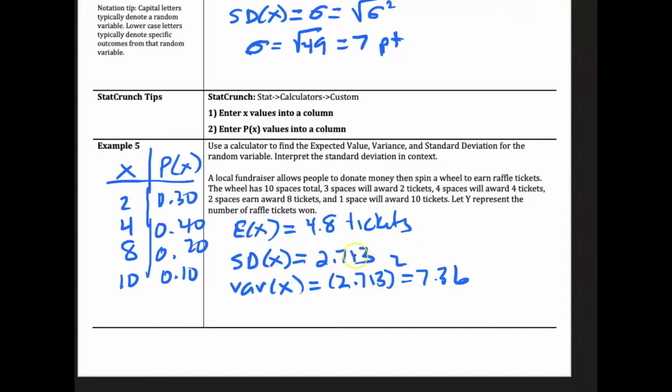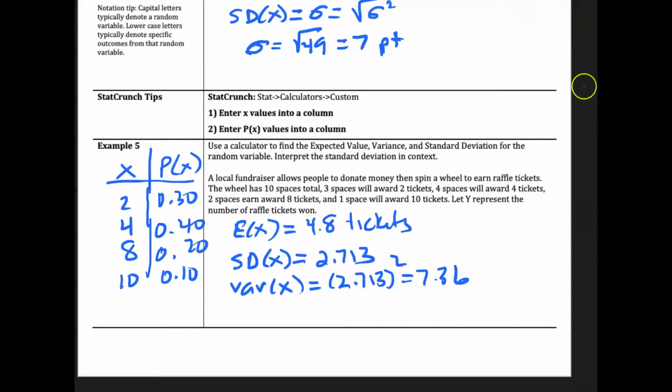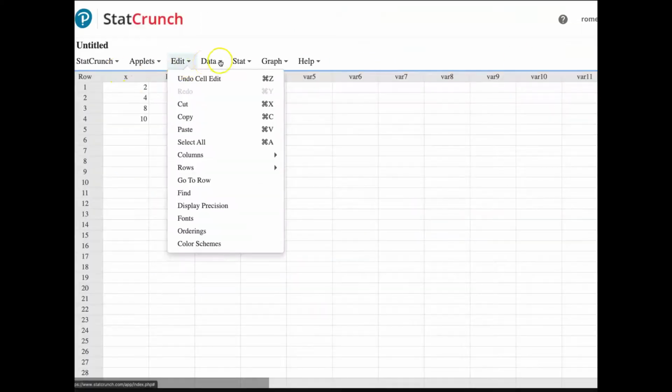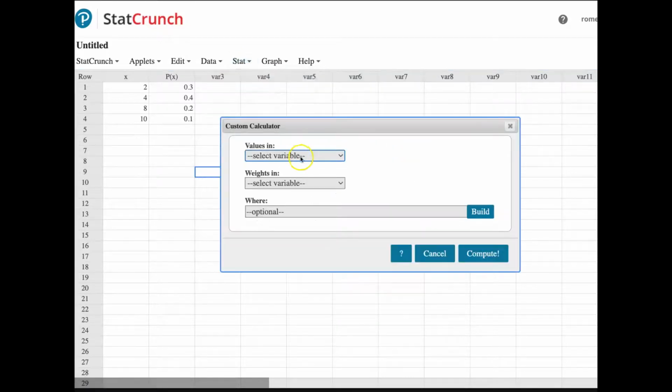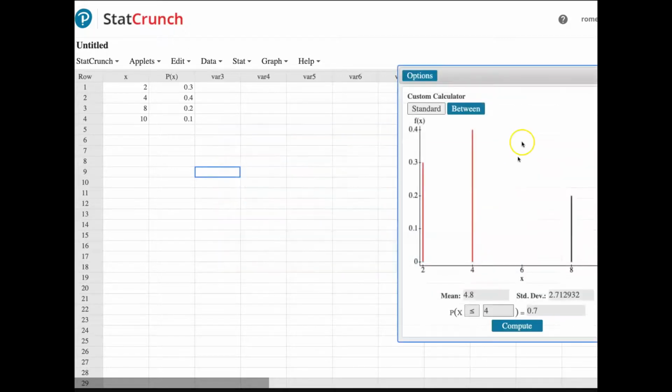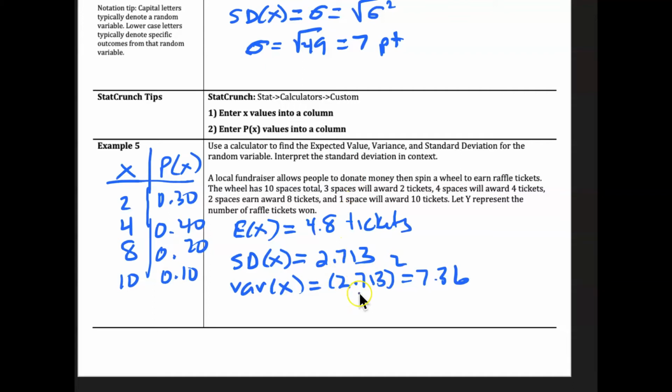The standard deviation, again, using technology, and that's where I got those numbers from. And I want to show you once how to do that. So here's StatCrunch, and I've entered those numbers in from our notes here. Once it's in x and p of x, you just go to Stat, Calculators, Custom, and then the values are in x, the weights are your probabilities in p of x, and compute, and that's it, and you get your answers there. You get your mean and your standard deviation. So that's what you would do for this situation here.